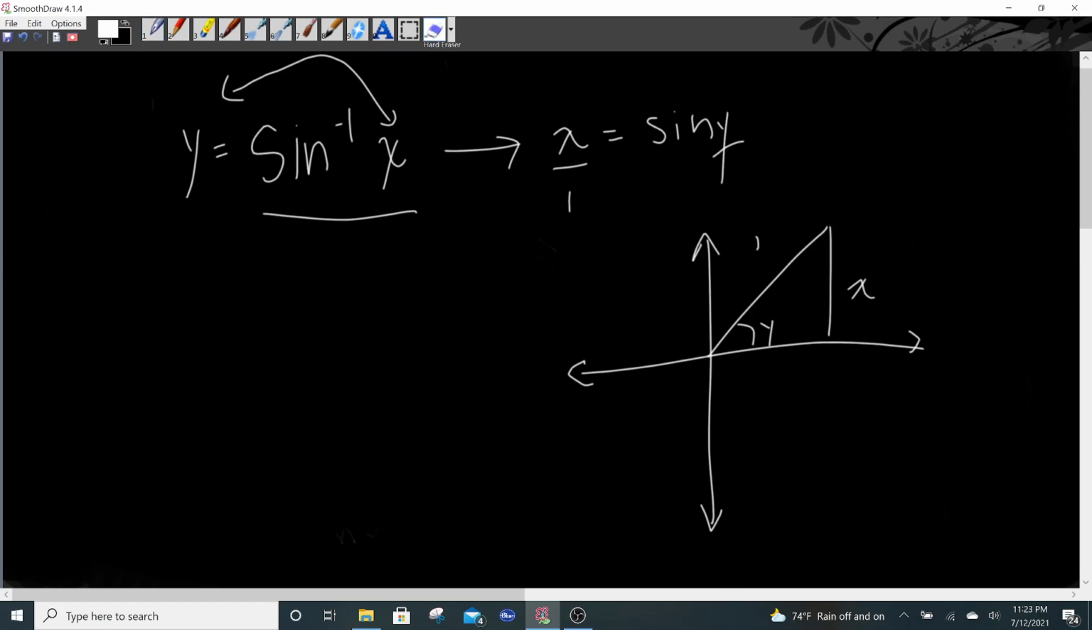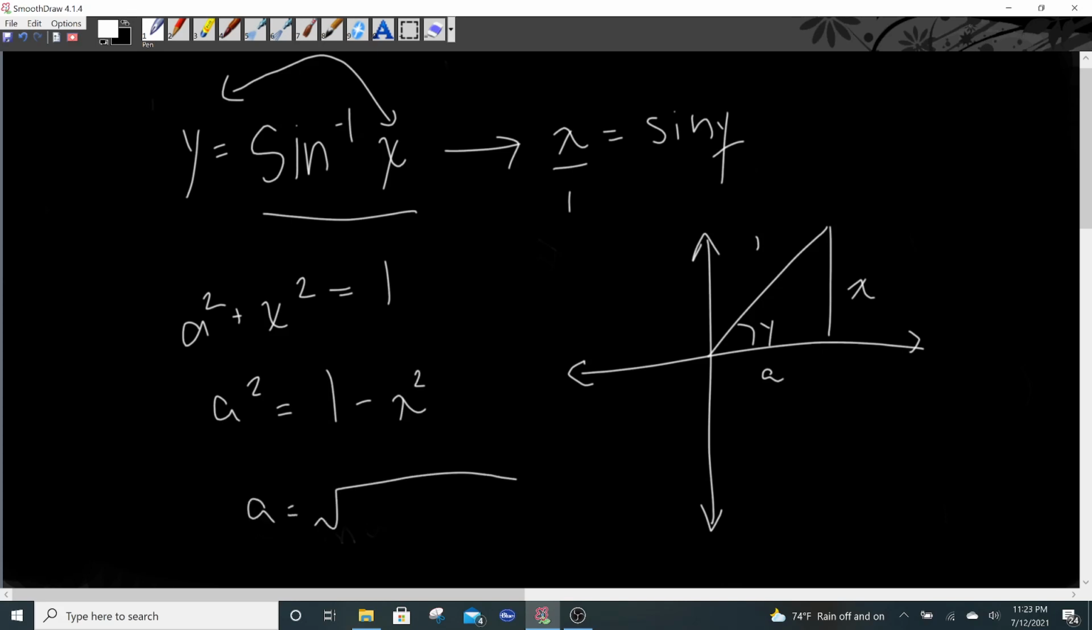And if we have these two known sides, we can find this guy right here. We're going to call it A. And we're going to say that A is equal to, well, let me not skip any steps right now. A squared plus x squared equals 1. So therefore, A squared is equal to 1 minus x squared. And then A is equal to the square root of 1 minus x squared.